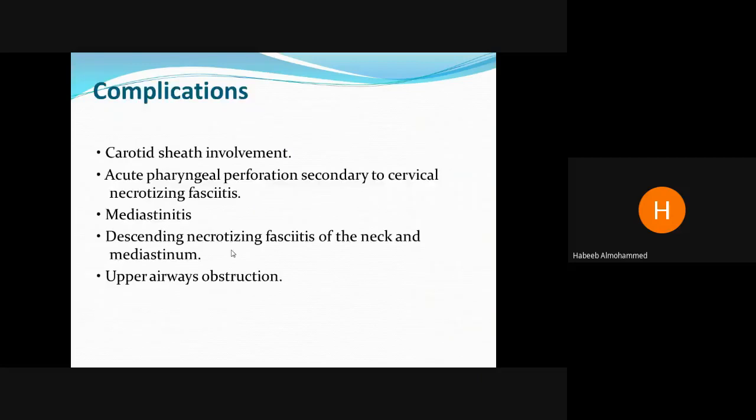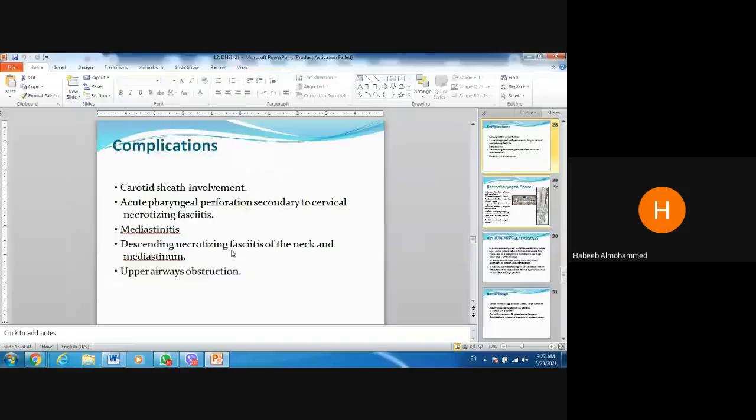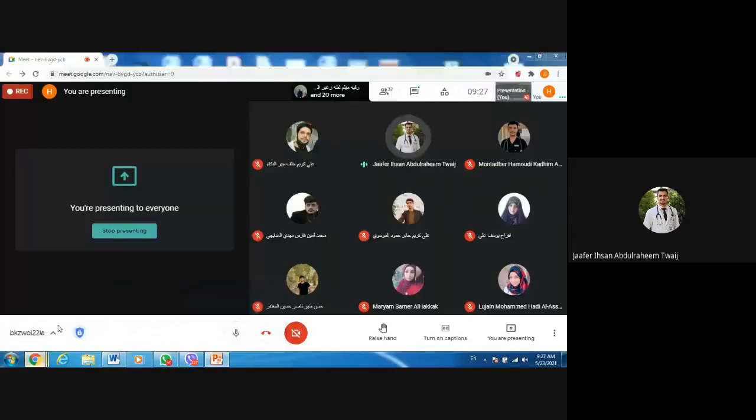Any questions, please, regarding the parapharyngeal space infection? Doctor, I have a question about the uvula. Is the uvula deviated in either the parapharyngeal or the peritonsillar abscesses? Yes, it is deviated in both of them.